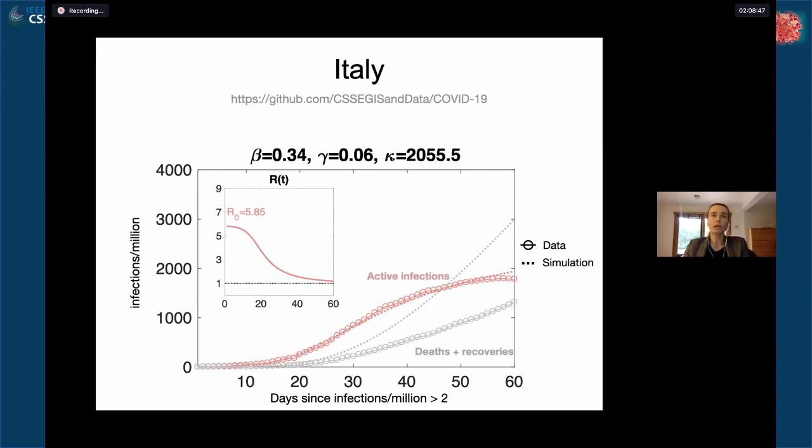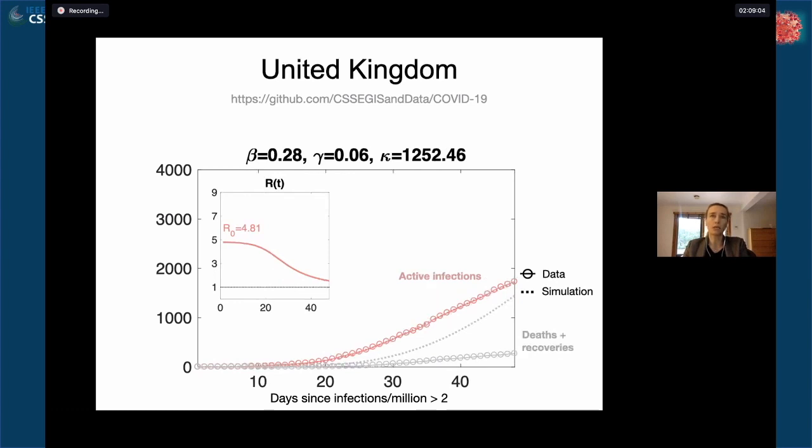For Italy, we have a similar situation. Kappa is also around 2,000. R0 is slightly lower in my fit than Spain, but the fit does a decent job at capturing the situation. And I can show you more of these plots. For example, the UK seems to have started with a lower R0, if you trust this model, but also a much lower kappa. And again, the fit for deaths and recoveries is not good. I also penalized in my fitting function the active infections much more than deaths and recoveries.